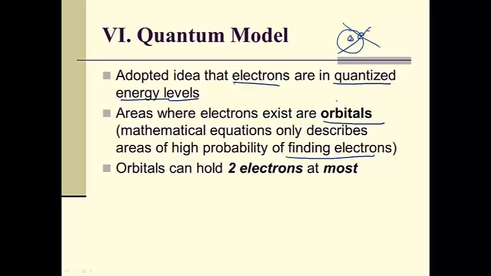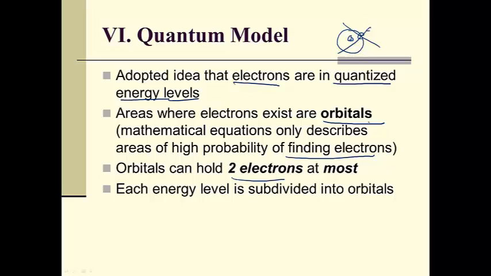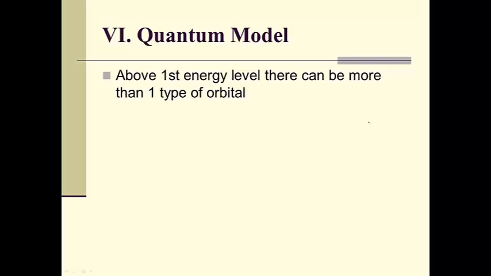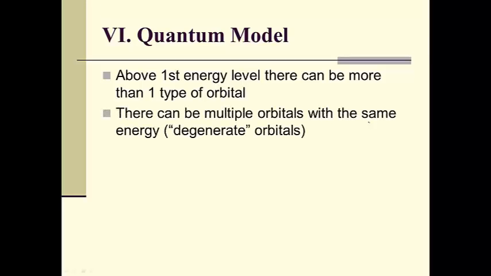Now, each orbital can hold only 2 electrons. So if you have more than 2 electrons, you need more than 1 orbital. Each energy level can be divided into orbitals. Above the first energy level, there can be more than one type of orbital, more than one kind of shape. There can be multiple orbitals with the same energy. All this stuff will make sense in a little bit, hopefully.